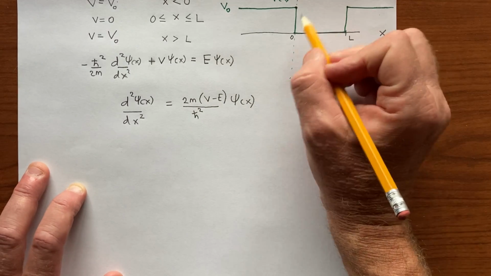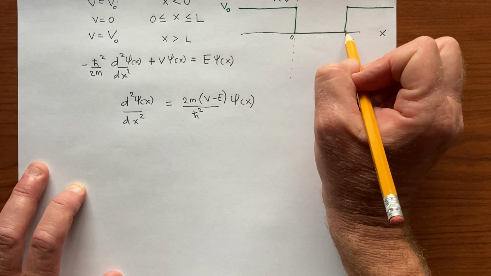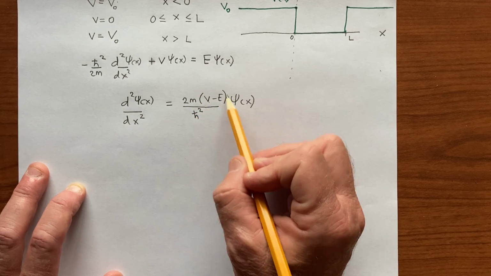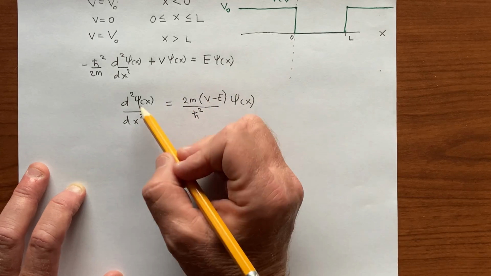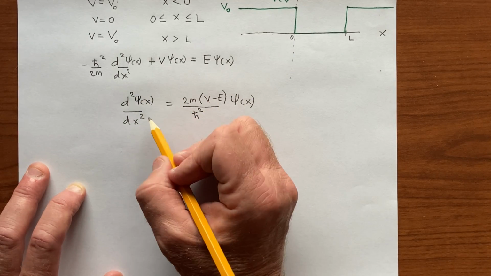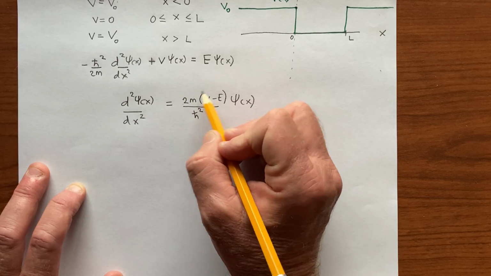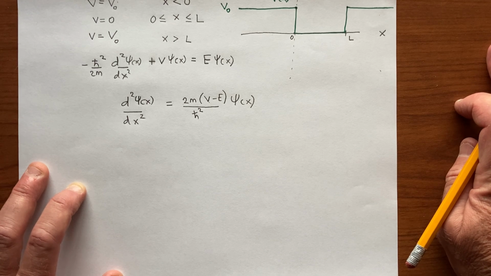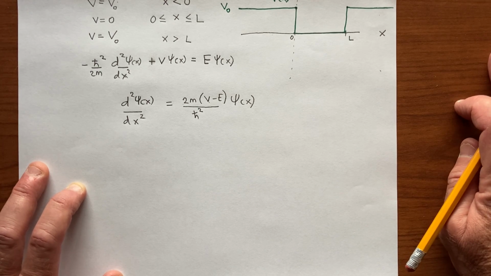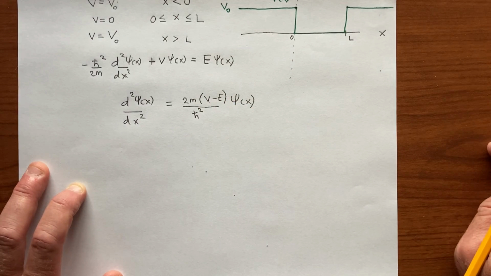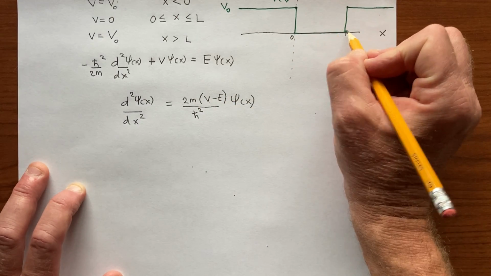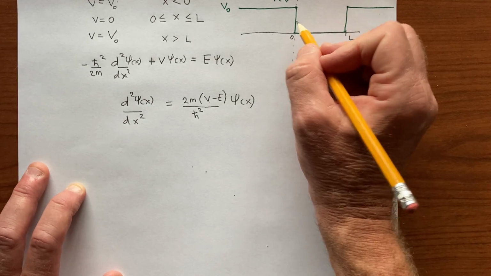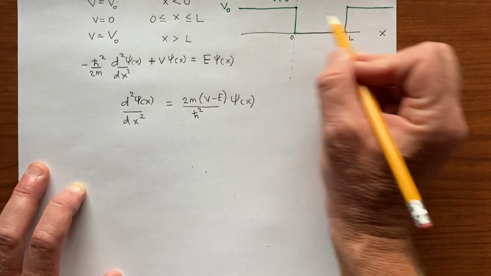So in the region between 0 and L, the potential is equal to 0, and so we have a function that we've seen before, right? Two derivatives of psi in x is proportional to a negative number times the function itself. We know how to solve that. That's a sine function, exactly what we had before. But now the function doesn't go to 0 at these boundaries. So what does the solution look like outside?